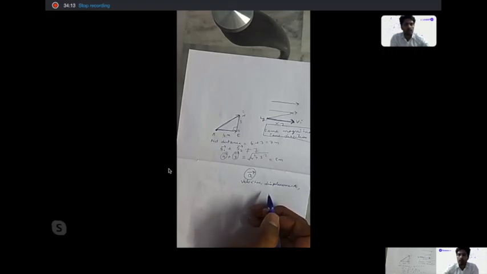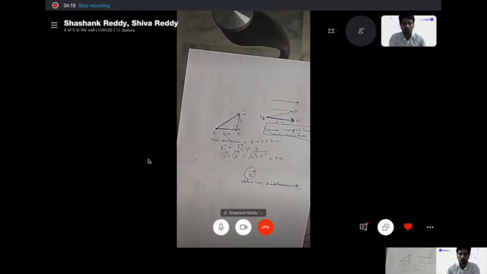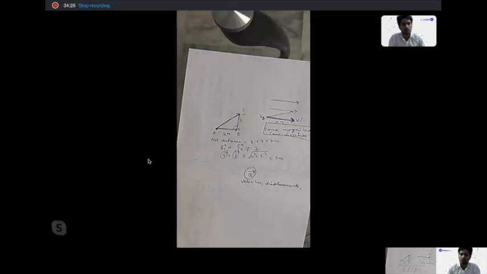We would be seeing the parallelogram law of vectors as well as the triangle law of vectors once again. All right. So I hope this is very simple and easy to understand. And if you have a doubt, sure, you can get back to me.